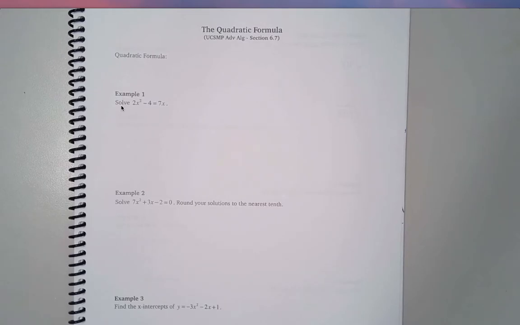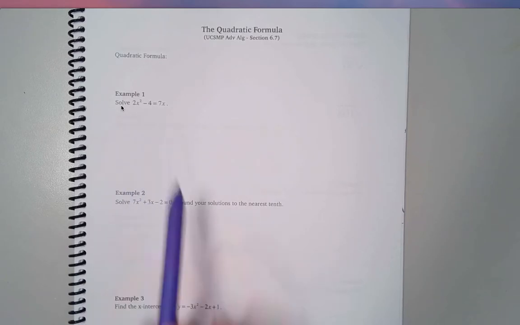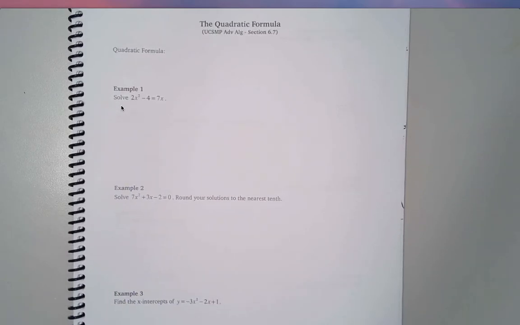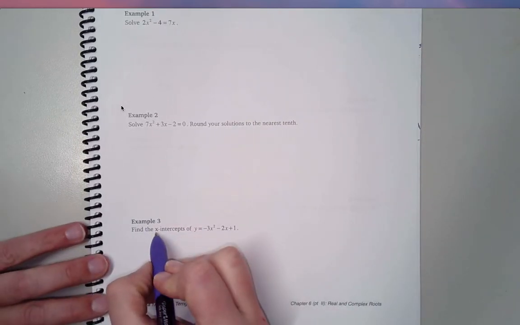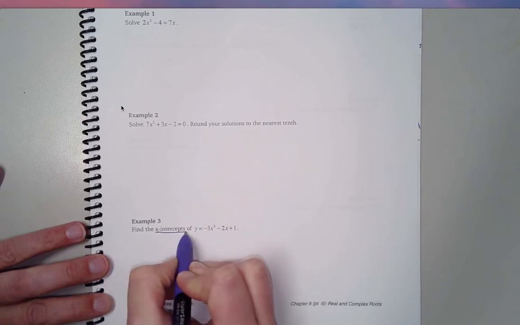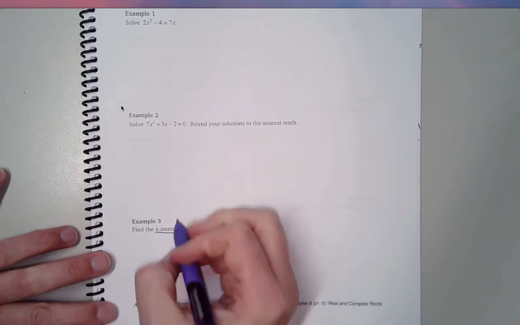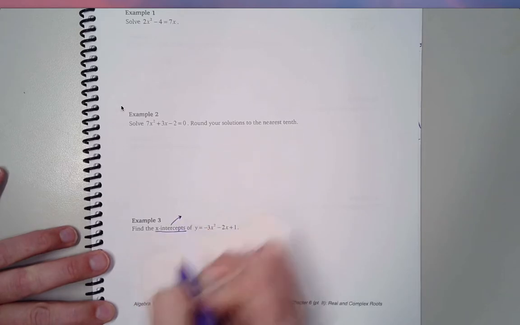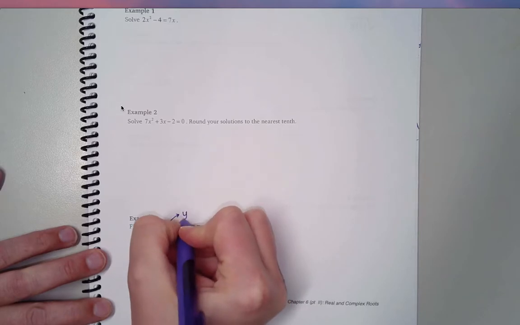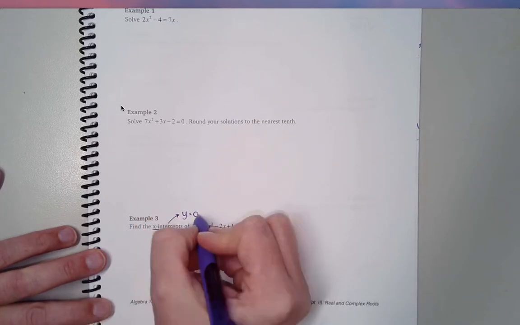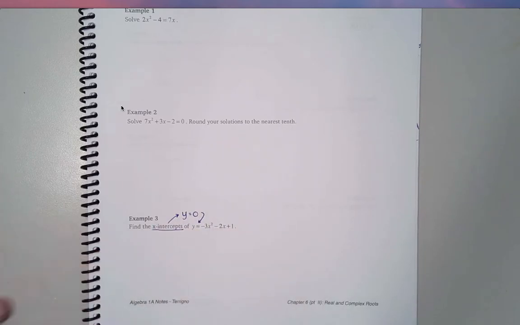So you'll notice example 3 asks you to find the x-intercepts of this quadratic function as opposed to these other ones that gave you equations, meaning it was equal to something, and you were solving. So let's talk about how example 3 is a little different. We talked way back in chapter 3 about x-intercepts and how anytime you're looking for an intercept, you're plugging in a 0 for the opposite variable. So if you're looking for the x-intercepts, that means we want y to equal 0. And that means I'm going to put a 0 in for y right here.